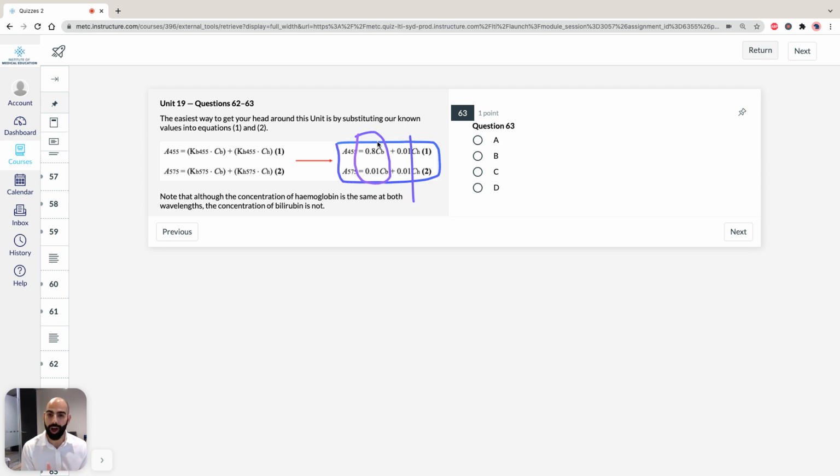If it's a fixed value, if it's not changing, then we can calculate using the changing values. So that's why the answer for 63 is going to be D.